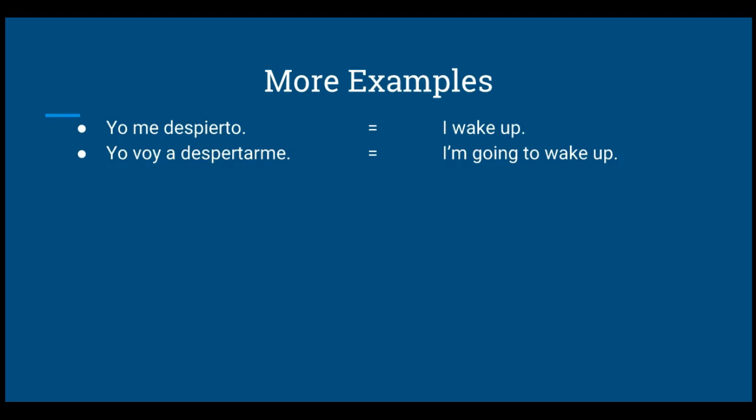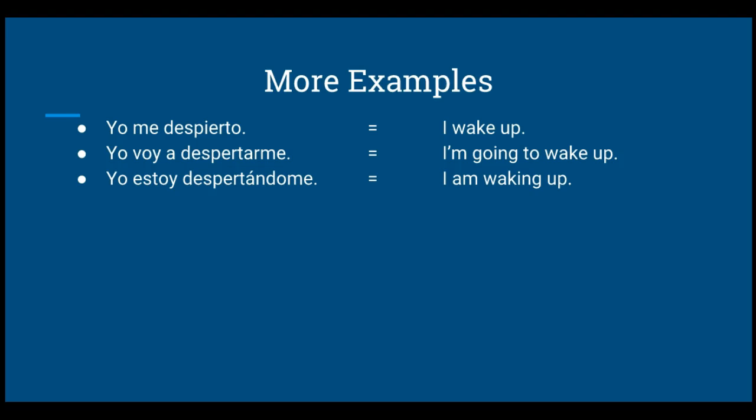You'll notice that even though despertar is in the infinitive form with the ar ending, the reflexive pronoun me still matches the subject. Same if we're using a gerund, like in this example, yo estoy despertándome. I am waking up. This is the present progressive tense.